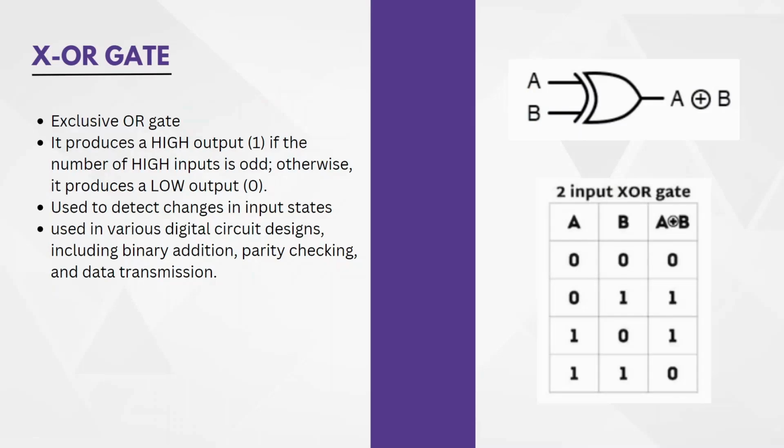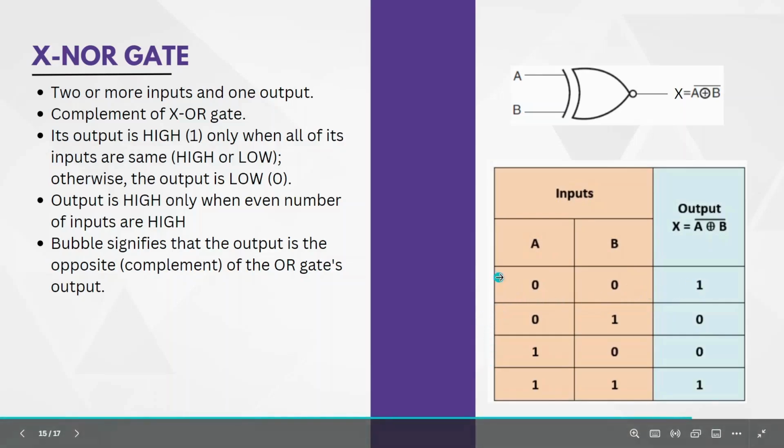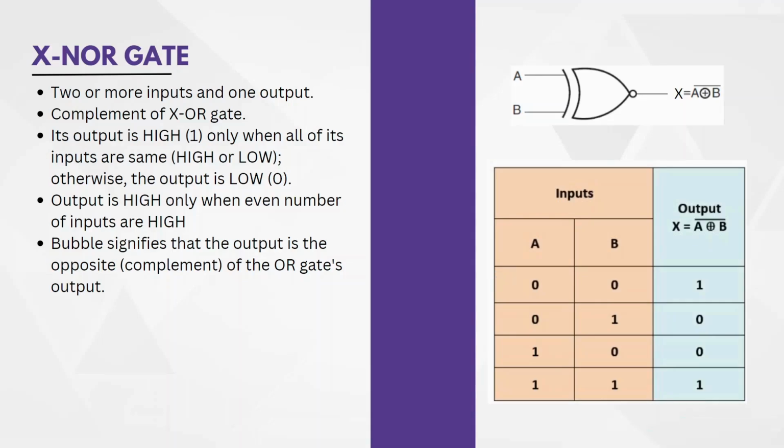Similarly, we have the XNOR gate, or a complement of XOR gate. So this is the XOR gate followed by a bubble, which gives us the XNOR gate, and this bar indicates it as a complement. So in this truth table, the output is high only when both the inputs, or all of its inputs, are the same. That is, either it has to be low or it needs to be high. This is one way of defining.